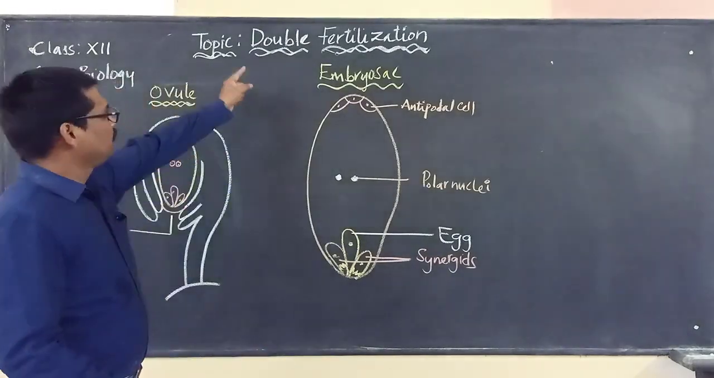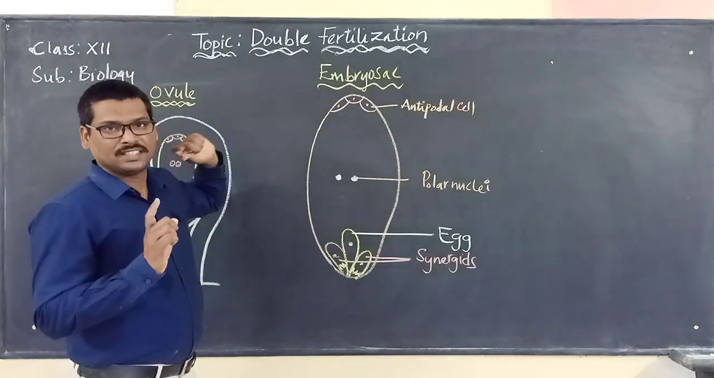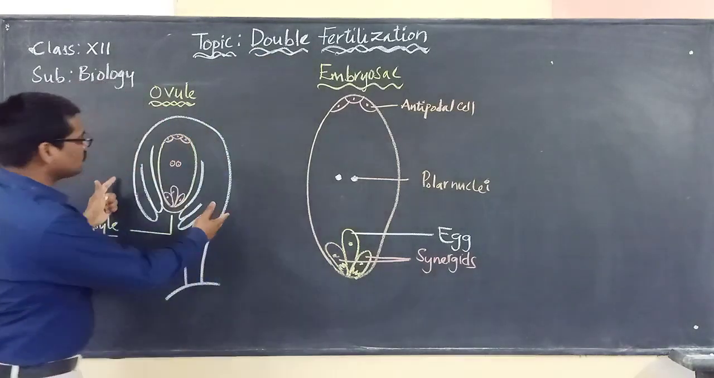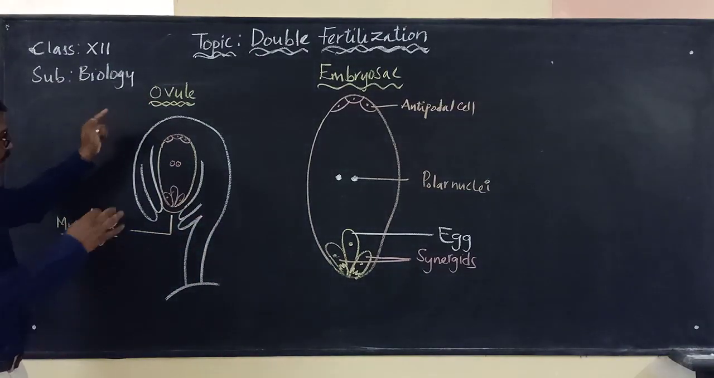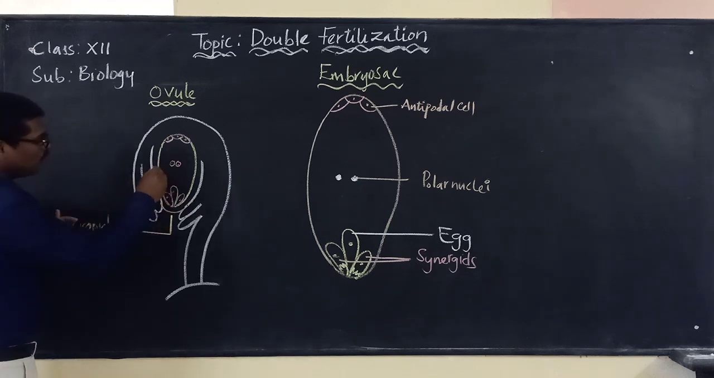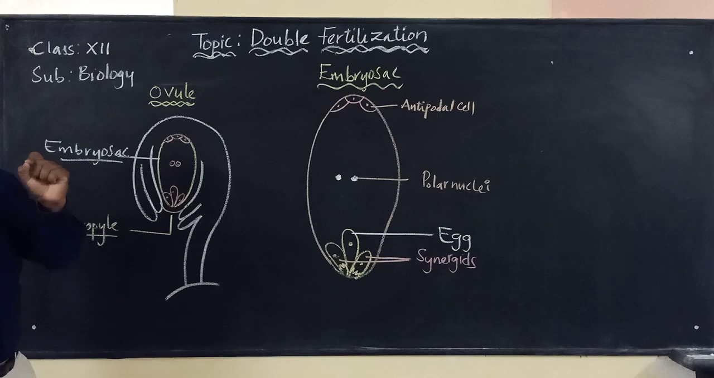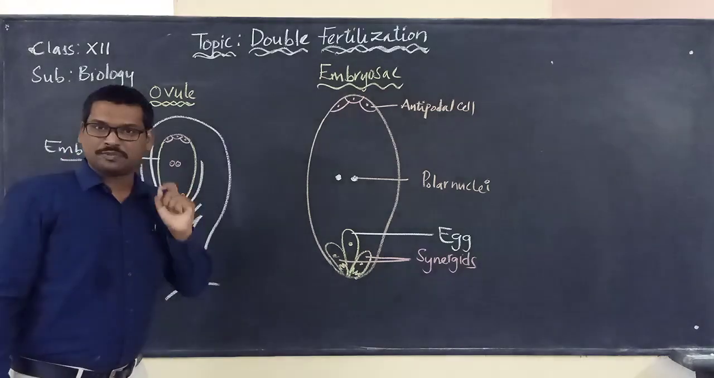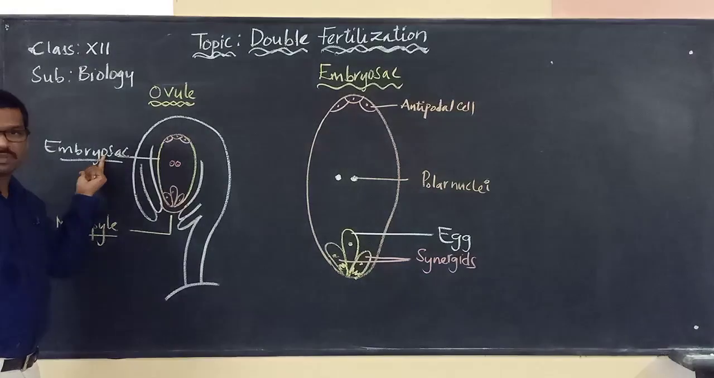So here, now we are going to clearly study in detail about double fertilization. Here is the structure called what? Ovule. Where is the ovule present? It is present in the ovary. Inside the ovule, what is present? It is the embryo sac. We also call this embryo sac what? Female gametophyte. Please remember that. The embryo sac is called the female gametophyte.